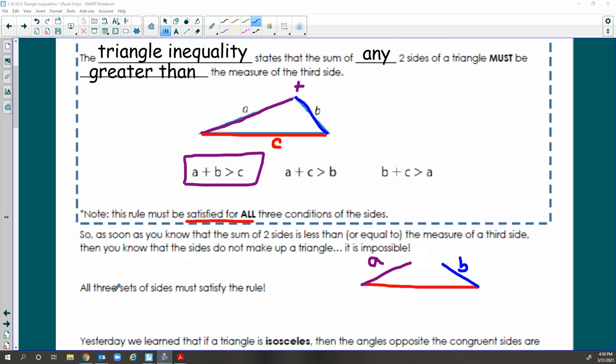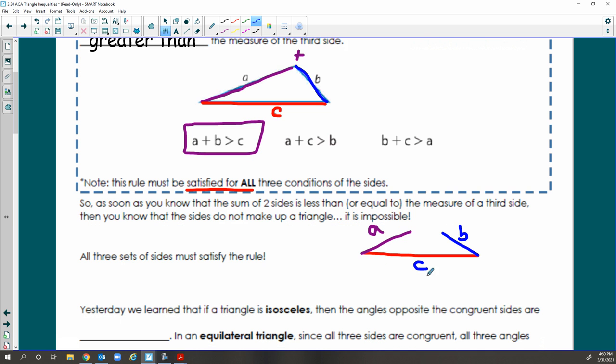We say all three sets must satisfy the rule. Well, think about it: if I did C down here on the bottom plus A, of course it's going to be bigger than B. It would work for two of them, but it wouldn't work for the one that's the most important. So I always just assign the longest side to be C.